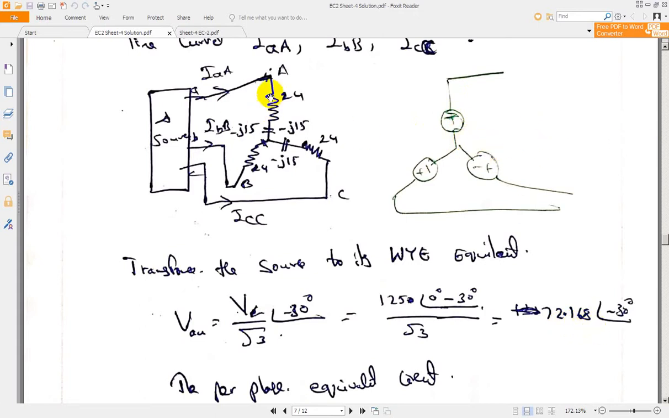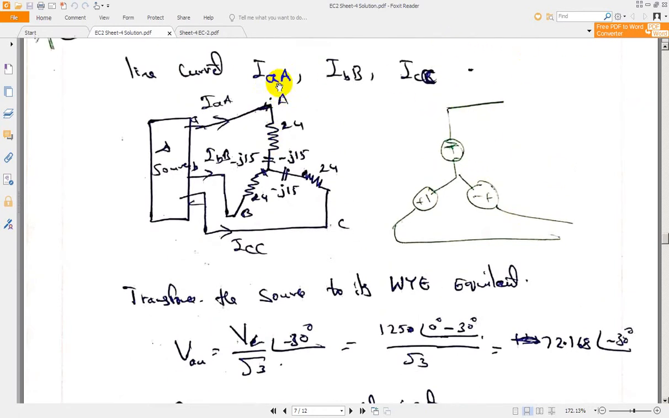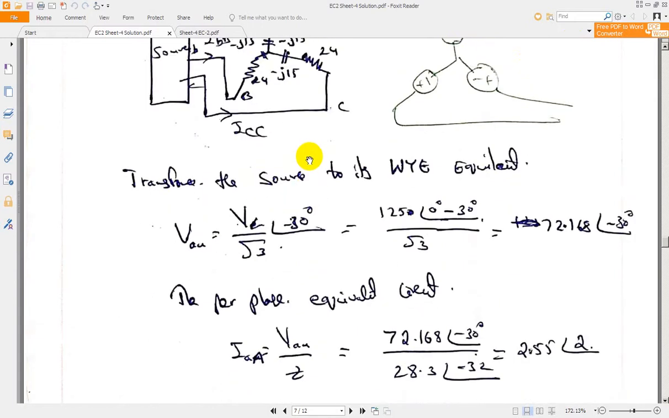If you replace the source with this equivalent, you will get VAN equal to 72.168 at an angle of minus 30 degrees. Now the load connected to this phase is AN, which is 24 minus j5. If you represent this in polar form, you will get 28.3 at an angle of minus 12.